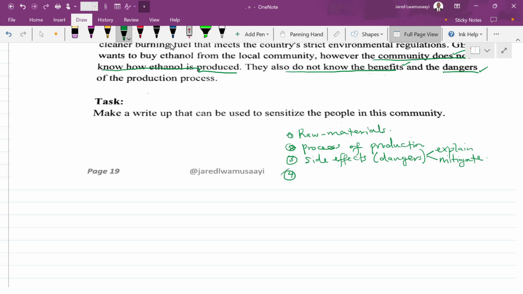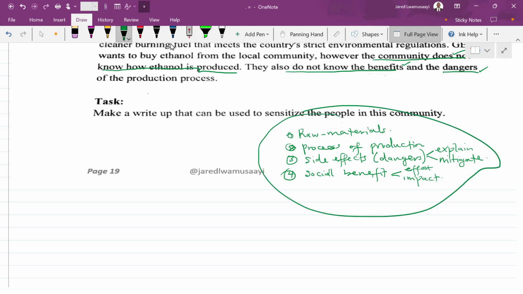Then the fourth relevant points that we should not leave out is the social benefit, and the benefit or benefits. Talk of its effects and impact. So if we can include all this in our content or in our description, then we shall have scored highly as per this item.